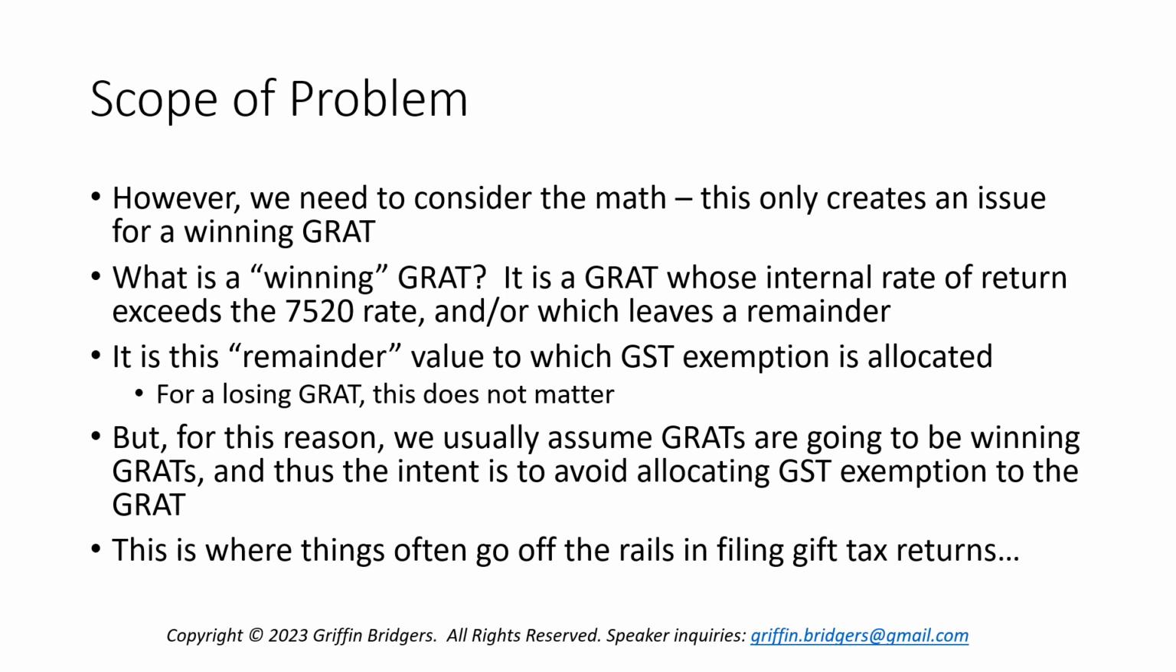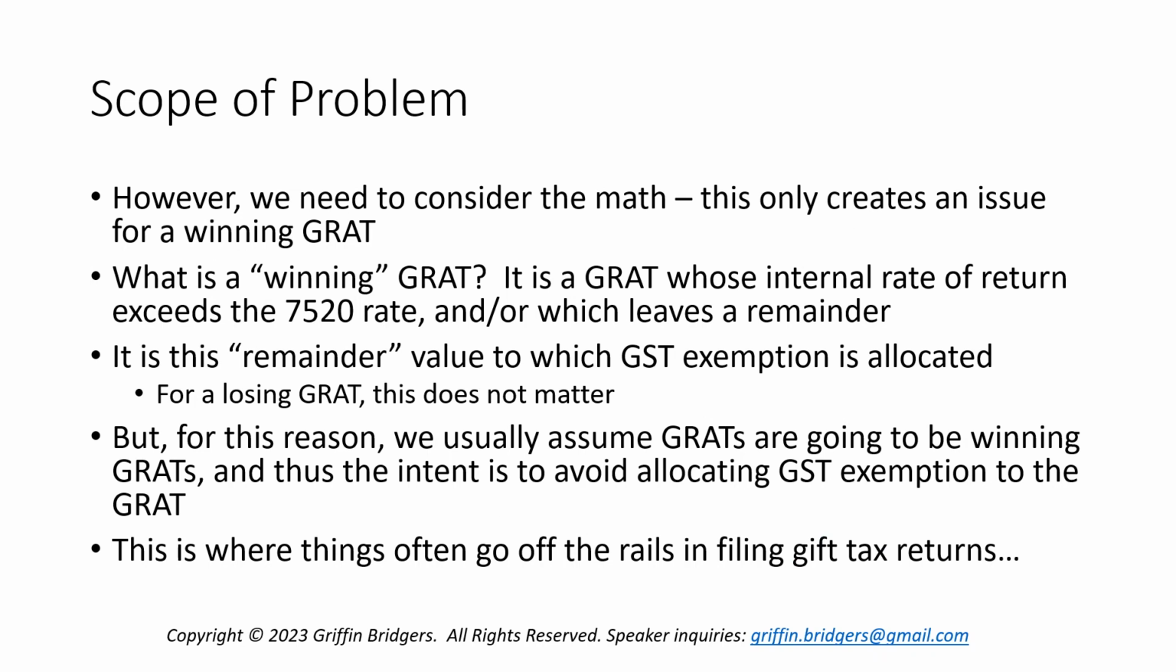So, a lot of times we need to look at this from the perspective of we don't have a crystal ball. The only time this becomes an issue is when we have a winning GRAT. So what is a winning GRAT? Well, it's a GRAT whose internal rate of return exceeds the 7520 rate upon which the discount was based at the time of GRAT funding. So in other words, a better way to think of it is if the GRAT leaves a remainder, it is a winning GRAT. If it doesn't, it's a losing GRAT.